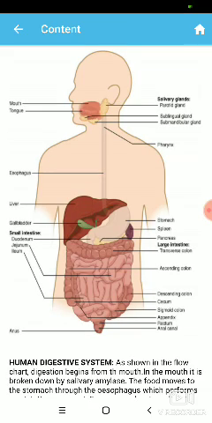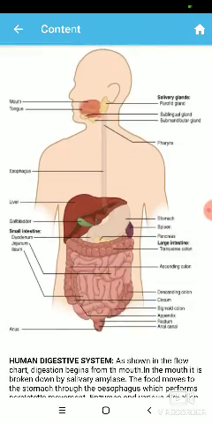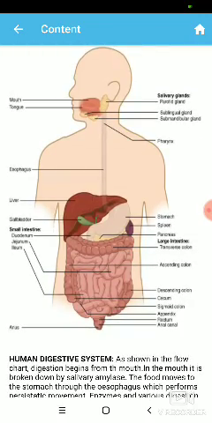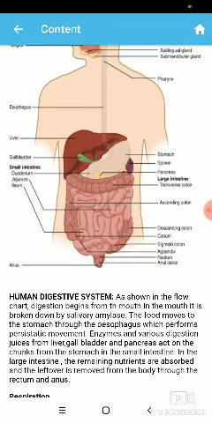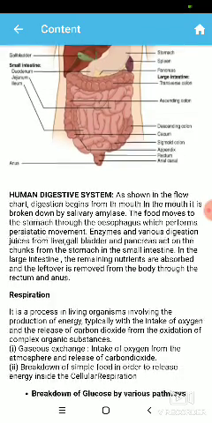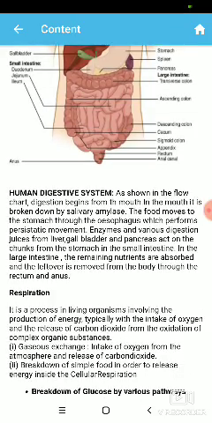This is all about the nutrition in human beings, and this is the diagram of the human digestive system. As shown in the flow chart, digestion begins from the mouth.